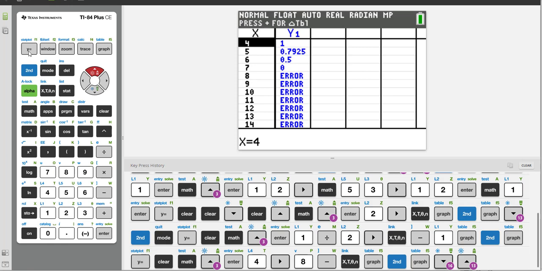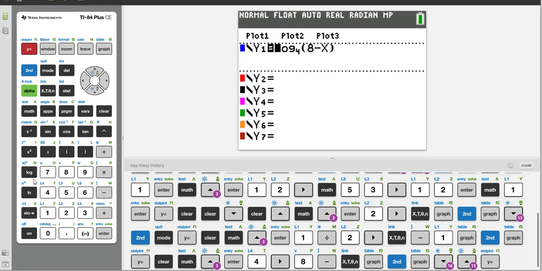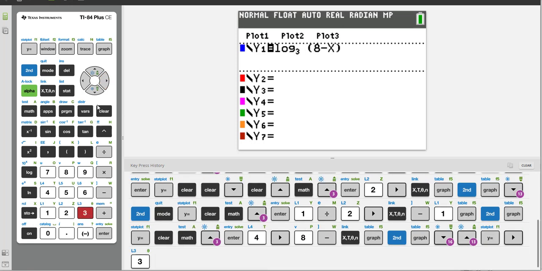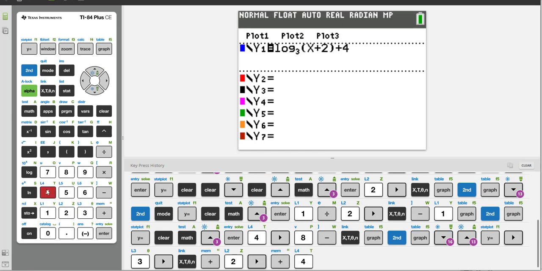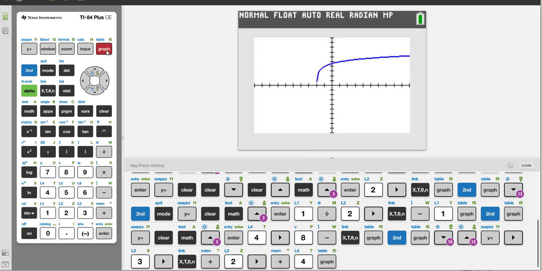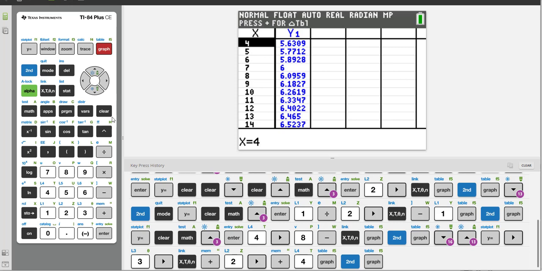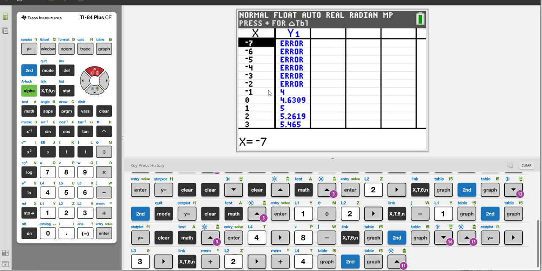For the fourth function, press y equals. You do not have to clear it every time. Press the right arrow, type in 3, and press the right arrow. Type in x plus 2 and press the right arrow. Type in plus 4 and press graph to see the graph. Press second graph to see the table and use the points as needed. Notice all x values which are -2 or less give an error message. This is showing the domain problem of this function. We're done.